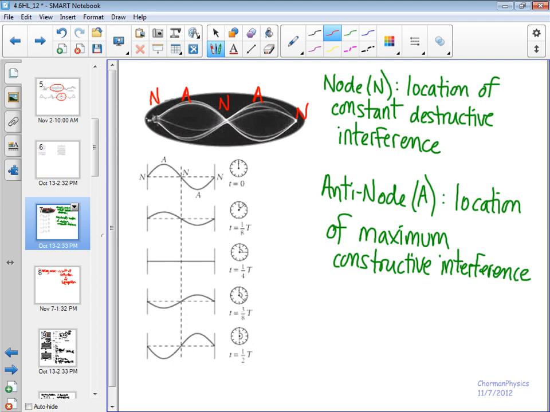What we have is a node and antinode. These are two little vocabulary words that you guys need to know. The node is a place where we have complete destructive interference, there's no displacement. Antinode is a location of maximum constructive interference, where we have the maximum amplitude. And so pretty much that's the anatomy of a standing wave. We don't refer to it as a trough or crest or anything, just antinodes and nodes.